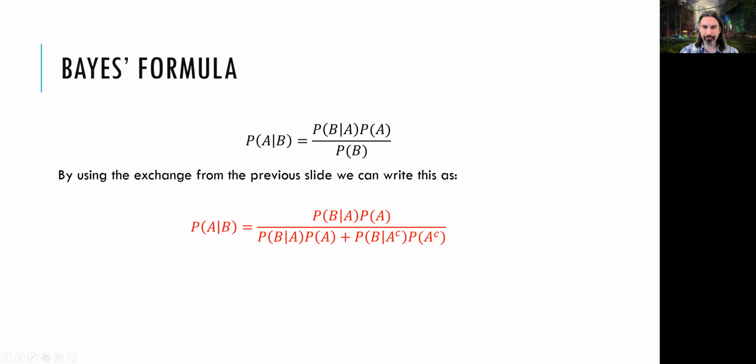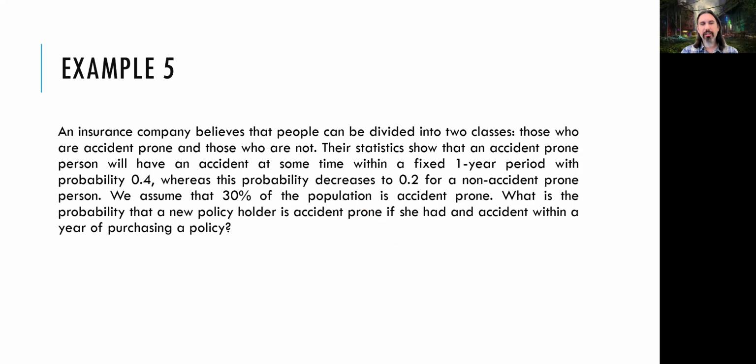Now, for example, an insurance company believes that people can be divided into 2 classes, those who are accident prone and those who are not. We have 2 classes. Their statistics show that an accident prone person will have an accident at some time within a fixed 1-year period with probability 0.4. If you're an accident prone person in a 1-year period, you're going to have an accident with 40% probability, whereas this probability decreases to 0.2 for a non-accident prone person. If you're not accident prone, your probability of having an accident in a year is 0.2.